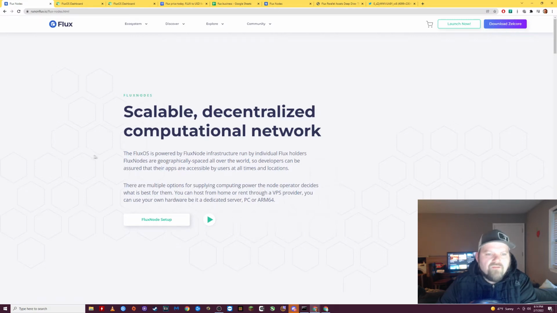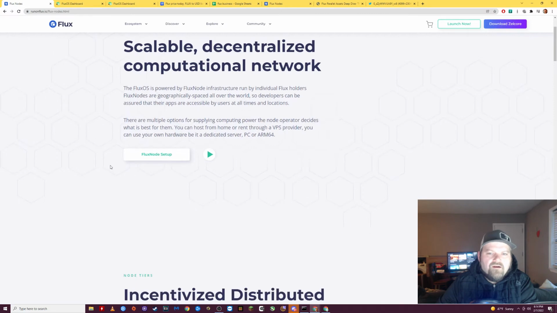Flux nodes are geographically spaced all over the world so developers can be assured that their apps are accessible by users at all times and locations. There are multiple options for supplying computing power. The node operator decides what is best for them. You can run a VPS, you can host it from your house, you can use your own hardware, yada yada.